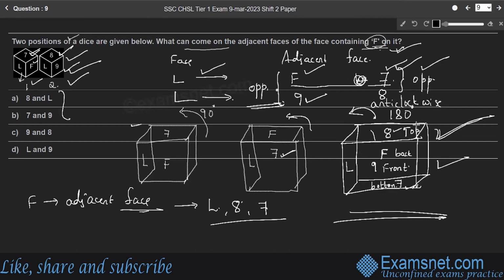But according to the options, here 8 and L. So which is correct? 8 and L are adjacent faces of F, whereas 7 and 9 are not the adjacent faces. 9 and 8 are not. L and 9 are not the adjacent faces. Only 2 faces are given. Therefore, 8 and L are adjacent faces of F. Option A.